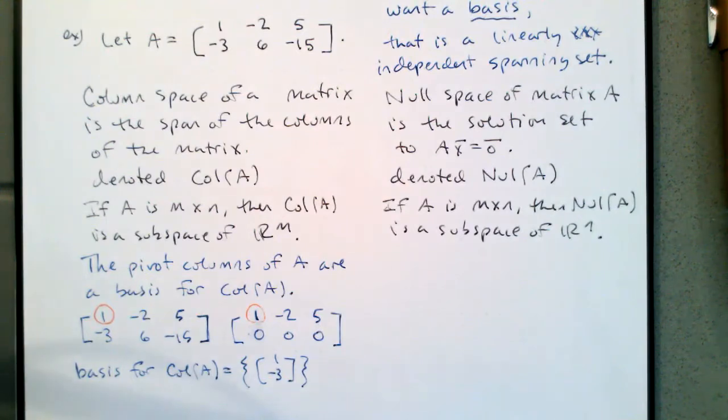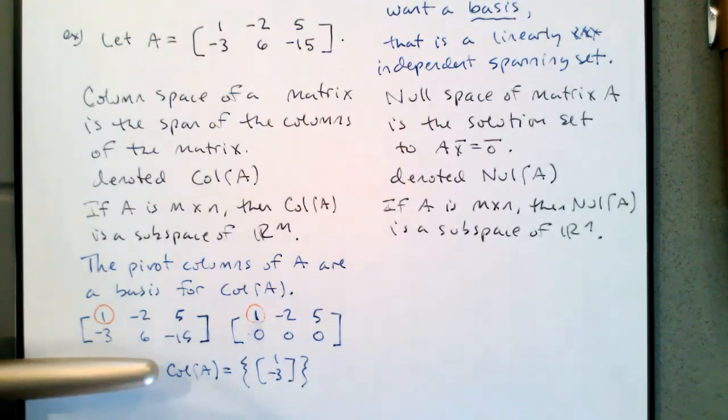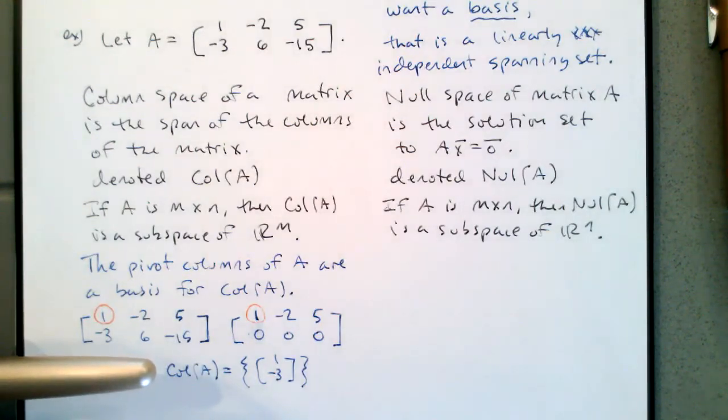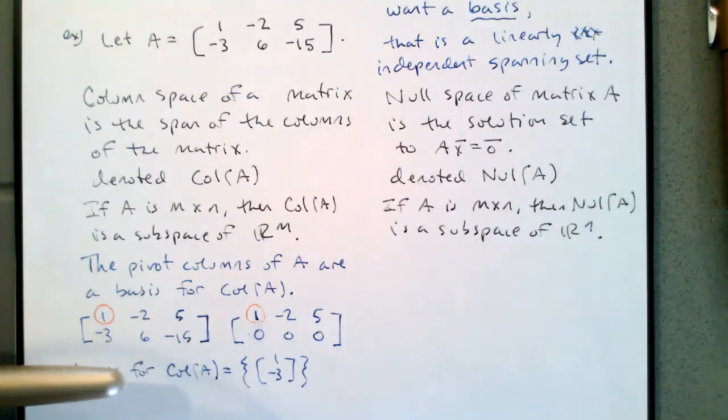Notice that I did not write the column space of A is equal to 1, -3. If you wrote this, because you didn't want to write all this, that's so much writing. If you just write the column space of A as 1, -3, you're telling me that there's only one vector in the column space of A, and that's not the case. There are infinitely many vectors in any non-zero subspace. So a basis for the column space of A is 1, -3.